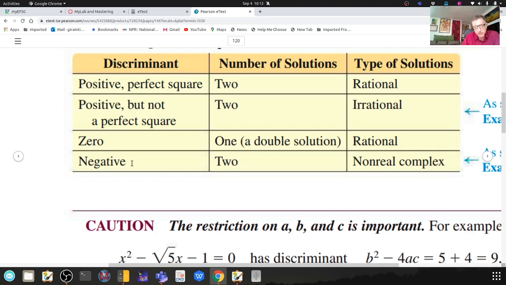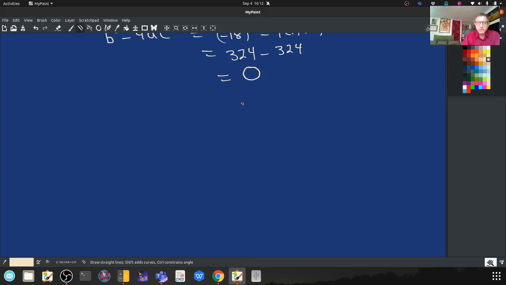And if the discriminant turns out to be negative, you're going to have two solutions, and they call it a non-real complex number. What we always just say is a complex number of the form a plus bi, where b is non-zero. So in our case, our discriminant was 0, so we only have one solution. And it's rational. Okay. Let's do another one.